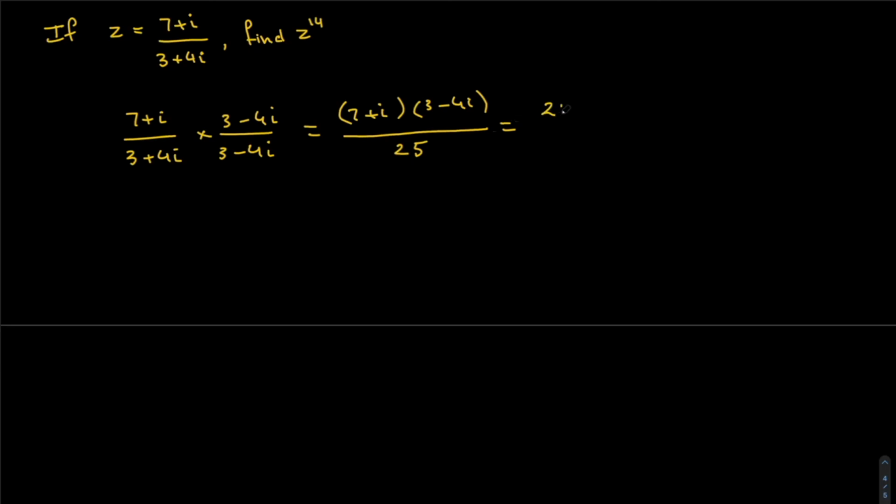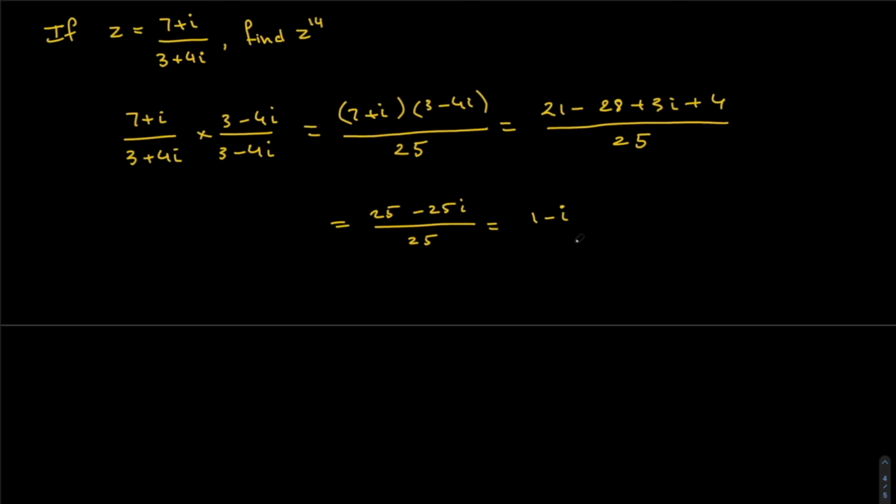We have 21 minus 28i plus 3i plus 4, right? So minus 4i squared is minus, minus minus cancels, so it'll be plus. Again, you can figure it out on your own. I don't think I need to explain it every single time. All upon 25. If we simplify this a bit more, we have 25 minus 25i all upon 25, and this is equal to 1 minus i.